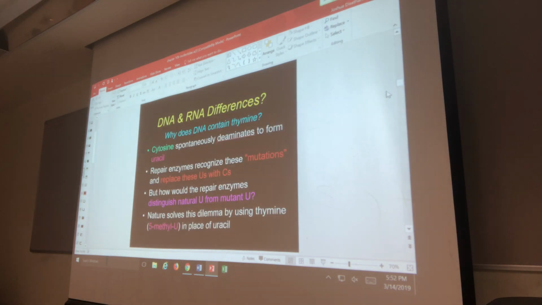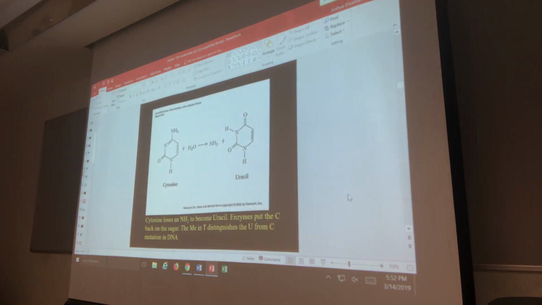That's why you get these weird phrases here: natural uracil and mutant uracil. The mutant uracil describes uracil that is in DNA, which obviously isn't supposed to be here. That is mutant uracil. It's not supposed to be there. Natural uracil, where are you supposed to find it? In RNA.